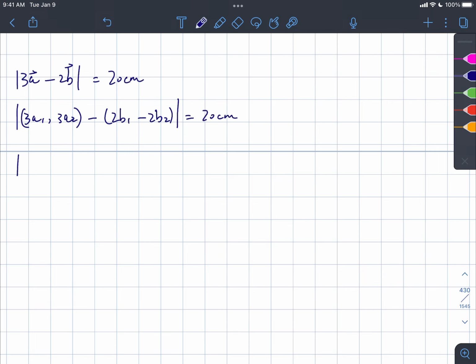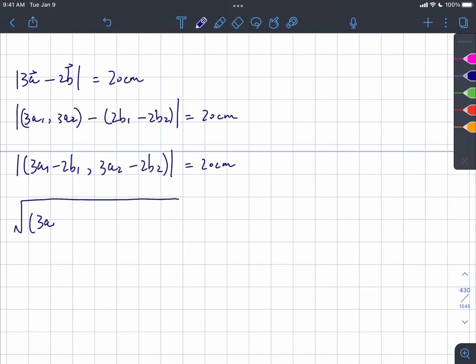Then combine them together into one vector, which is 3a1 minus 2b1, comma, so that's the horizontal component, and then the vertical one, do the same thing. That's equal to 20 centimeters. Now figuring out the magnitude of this vector is very easy. Again, the Pythagorean theorem: you do the first component squared plus the second component squared, all of it inside the square root, equal to 20. So let's do that, all of it inside the square root, starting with the horizontal component.